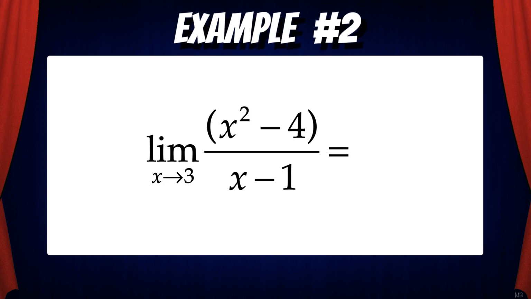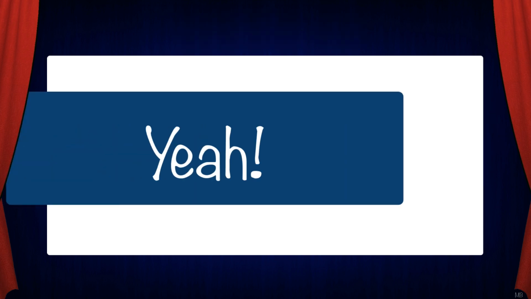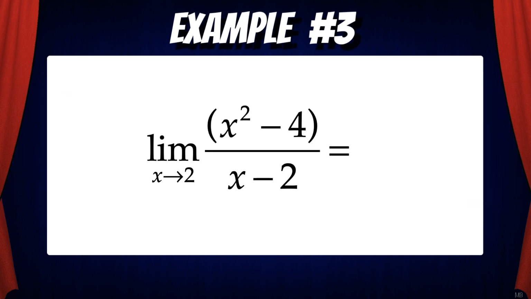Here's another example. The limit as x goes to 3 of x squared minus 4 over x minus 1. When we plug in 3, we get 5 over 2. So we're done. Let's move on to example 3.